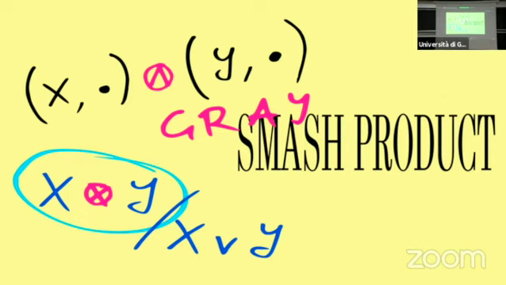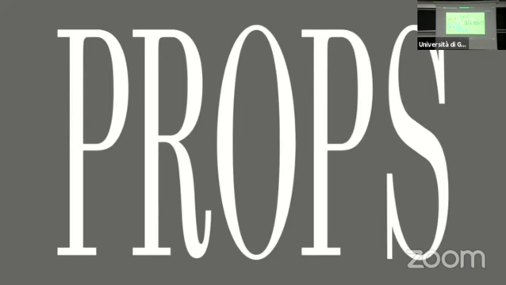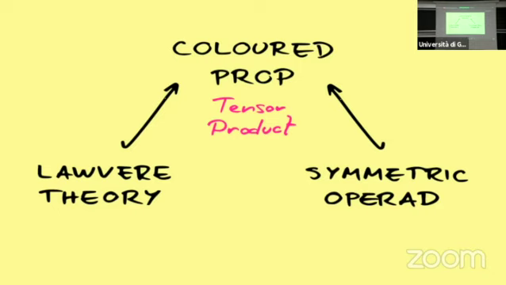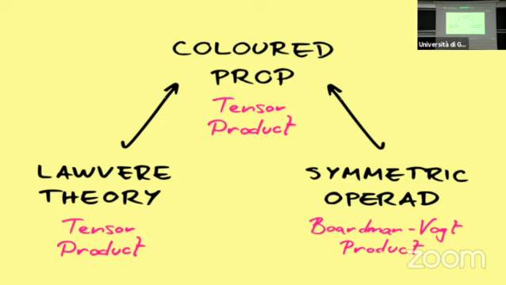In my second paper, I show that this Gray smash product has a surprising connection with the construction of props in categorical universal algebra. The colored prop is one of the gadgets we use to describe generalized algebraic theories. It generalizes both Lawvere theories and symmetric operads. And there is a tensor product operation of props that generalizes both the tensor product of Lawvere theories and a Boardman-Vogt product of symmetric operads.